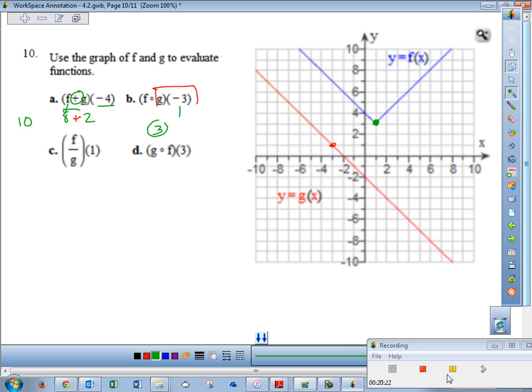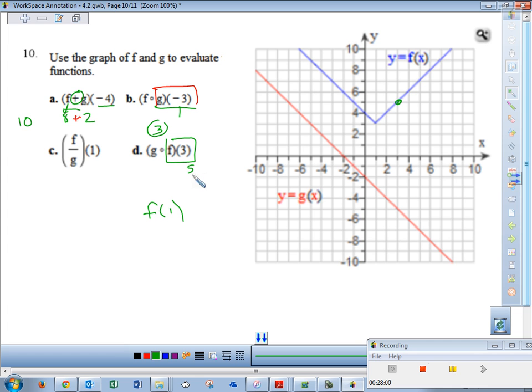Yes, no, maybe? Again, let's do that on B. The composites are the goofy ones. Who do you figure out first, G of 3 or F of 3? F of 3. Let me erase all this cool stuff. That's the blue guy. Go to 3 on the x-axis. Follow him up. F of 3 is whatever this y value is. What is that y value? 5. So this guy spits out 5.